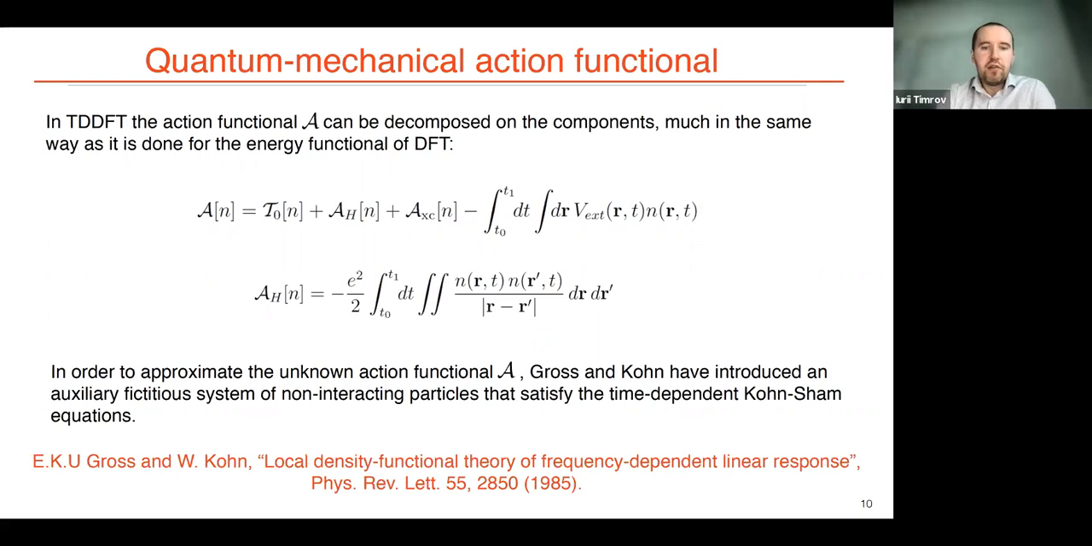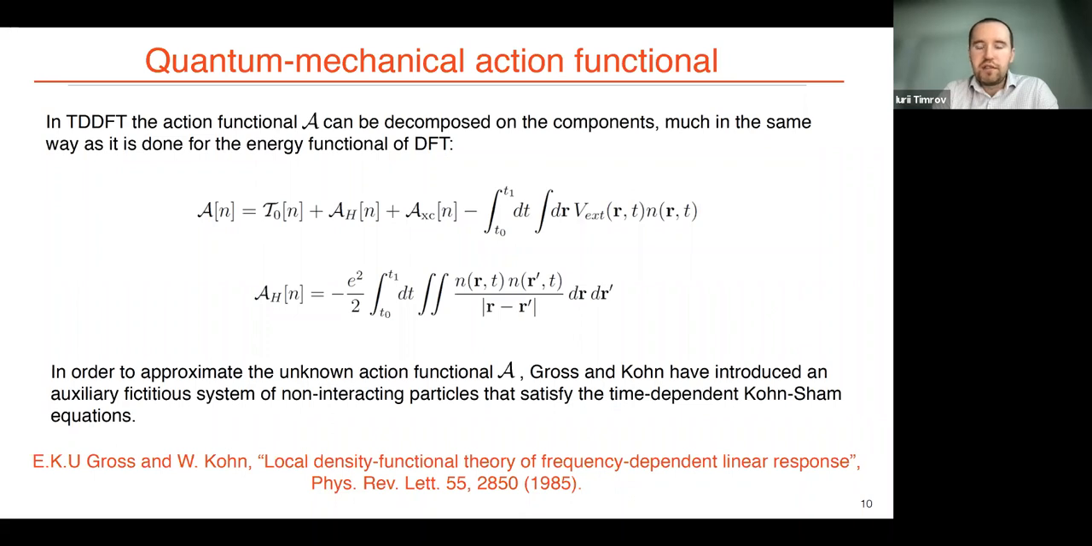And in order to approximate the unknown action functional A, Gross and Kohn have introduced an auxiliary fictitious system of non-interacting particles that satisfy these time-dependent quantum equations. Again, in analogy with the static case of last week, Kohn and Sham introduced the auxiliary system of non-interacting electrons moving in the effective potential, and the density of this auxiliary system was equal to the density of the true interacting system.